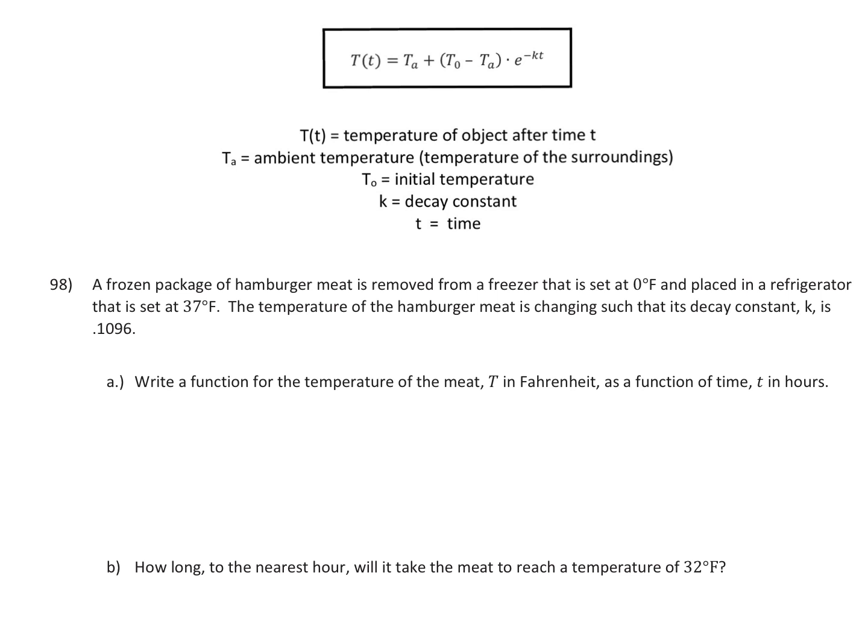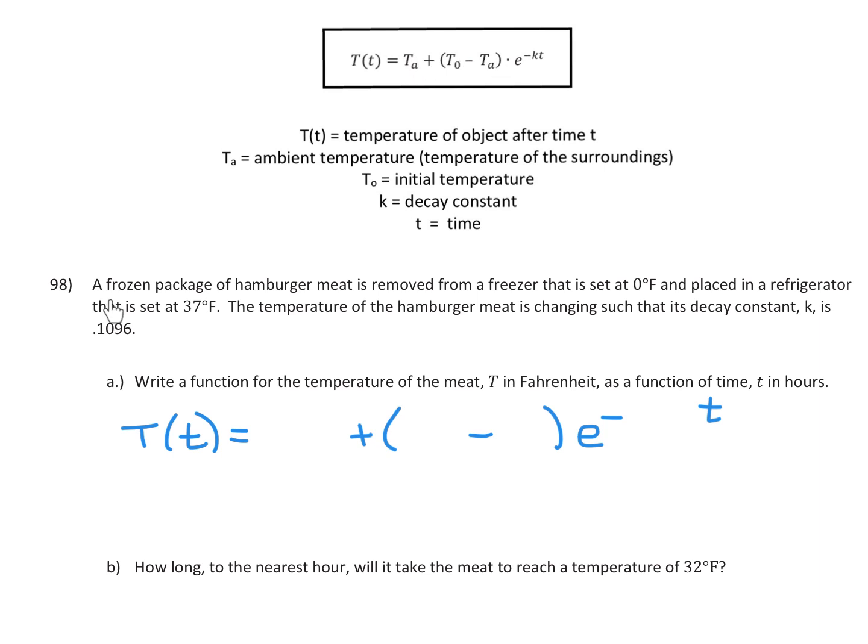Okay, number 98. So in part A, they want us to write a function for the temperature of the meat, T, in terms of the time, lowercase t, just like all the rest. All right, so let's take a look at what we have here. Okay, so I kind of set up my equation, right? We know we're going to have T of t, and we know we're going to have a little t up here. So we need to plug in numbers for the k, the T sub 0, and the T sub A.